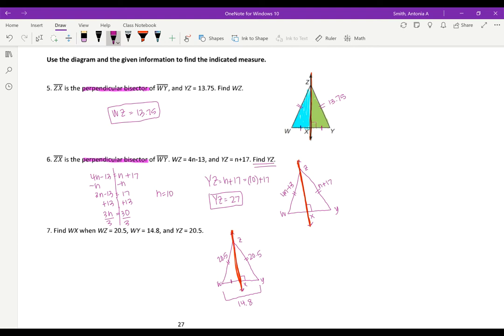What do I know about WX? It's the same size as XY because a perpendicular bisector cuts it in half, equal halves. So I know that that whole bottom part is 14.8, and I want to cut it in half. So I want to find out what is 14.8 divided by 2. 14.8 divided by 2 is 7.4. So that means that WX is 7.4 and XY is 7.4. So WX is 7.4.